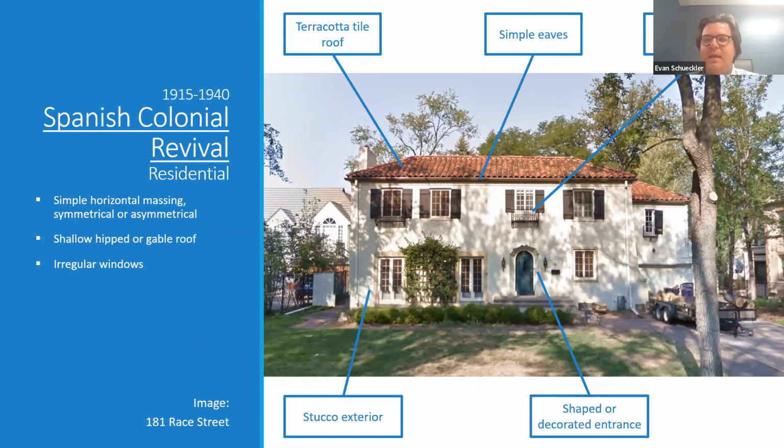You'll see that the extent of the ornament is often limited to some stuff around the door. So this one has a little bit of a shaped archway above the front door and a little bit of trim around the windows, but otherwise it's quite spare in its detailing at the exterior.